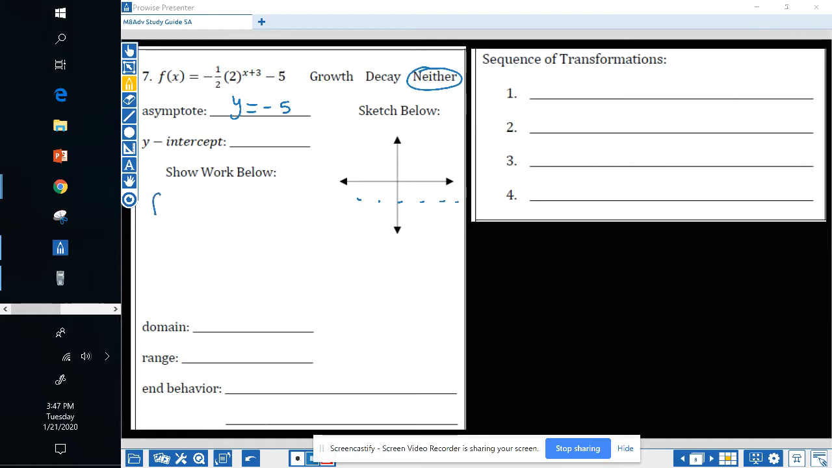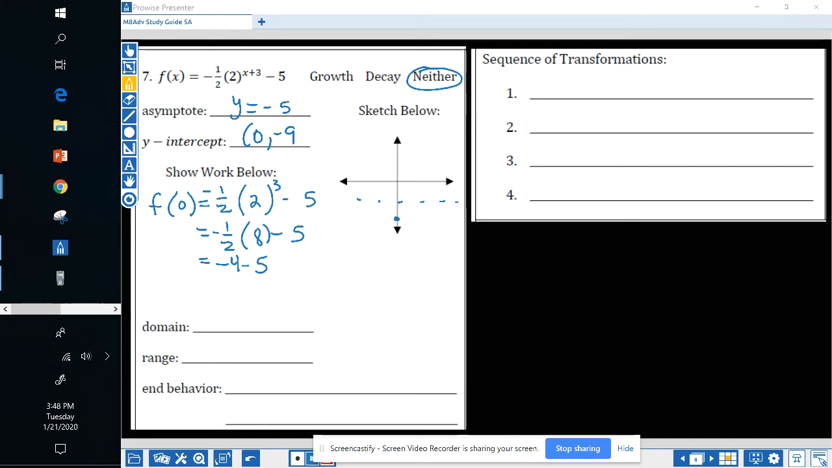Our y-intercept is when x is 0. We have -1/2 times 2, go ahead and do 0 plus 3, which is 3. So I'll plug 0 in for the x. -1/2 times 2 to the third, which is 8. -1/2 times 8 is -4, minus 5 gives me -9.